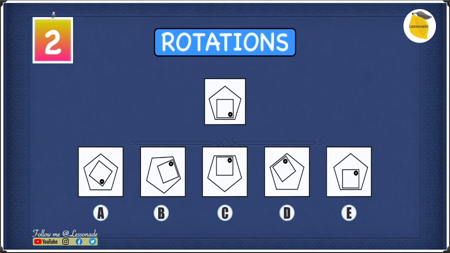Now let's have a look at this example. In this example, we have a question figure. In this question figure, we have 3 shapes. We have a pentagon on the outside. Inside this pentagon, we have a square. And inside this square, we have an O shape. So these are the 3 shapes we have.